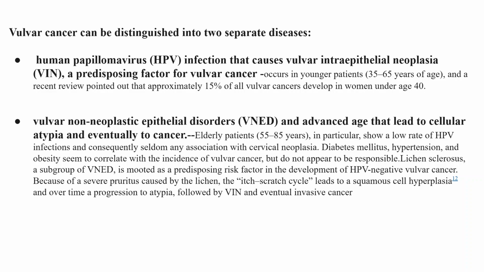The other variety is vulvar non-neoplastic epithelial disorders, which are degenerative changes in the mucosal or epithelial characteristics of the vulva, usually occurring in older age, 55 to 85 years, with a slow rate of growth. Again, there is the issue of whether it is HPV-induced or HPV-negative. HPV-negative vulvar cancers usually occur because of severe pruritus, like lichen or the itch-scratch cycle due to continuous irritation and itching. There can be changes in the skin and epithelial tissue, and the squamous cells become overgrown, hyperplastic, and may become malignant. This kind of lesion is called a non-neoplastic epithelial disorder, or maybe mild invasive neoplasia.